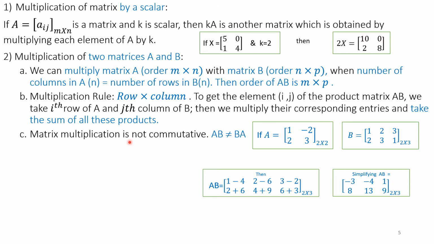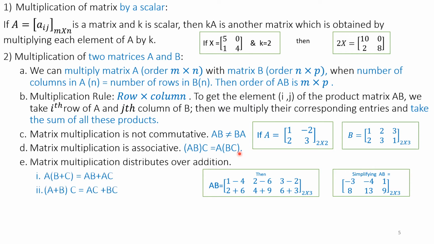Matrix multiplication is not commutative. That is, matrix A into matrix B, therefore AB is not equal to BA. You can verify using the same principles. We have worked for AB. You can work out for BA and you will find that AB is not equal to BA. Similarly, matrix multiplication is associative. That is, if there are three matrices A, B and C, then within brackets AB into C is equal to A into BC. This example also we will work out in the subsequent slides.